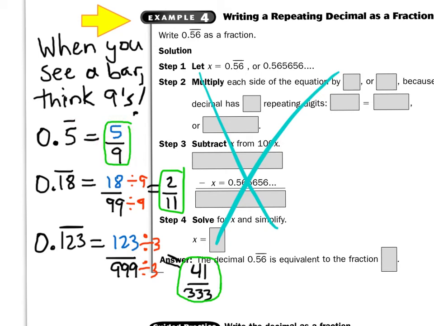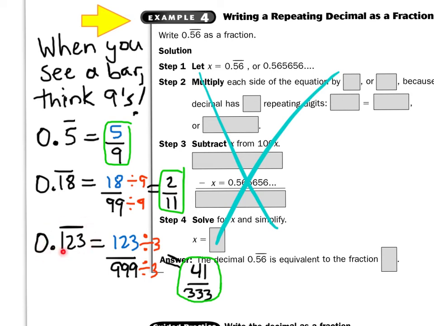Take a look at this next one. 0.18 with the bar over the 1 and the 8. Well, when I see two numbers repeating, I put two 9s down in the bottom, and then I just grab the numbers that are repeating. I put the 18 on top. So this fraction is just 18 over 99, and then I divide both by 9 to reduce a fraction, and I get 2/11ths.